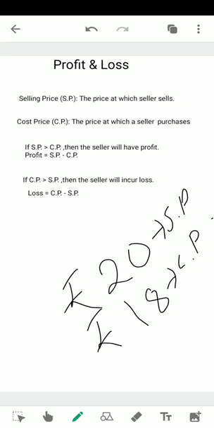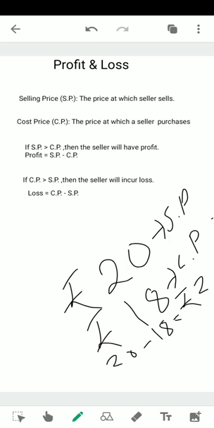So let us go through the third point. If SP is greater than CP, then the seller will have profit, and that profit is given by SP minus CP. In this case, the selling price is 20 and the cost price is 18, which means SP is more than CP. So I'll have profit, right? So in this case, profit will be nothing but 20 minus 18, that happens to be rupees 2.